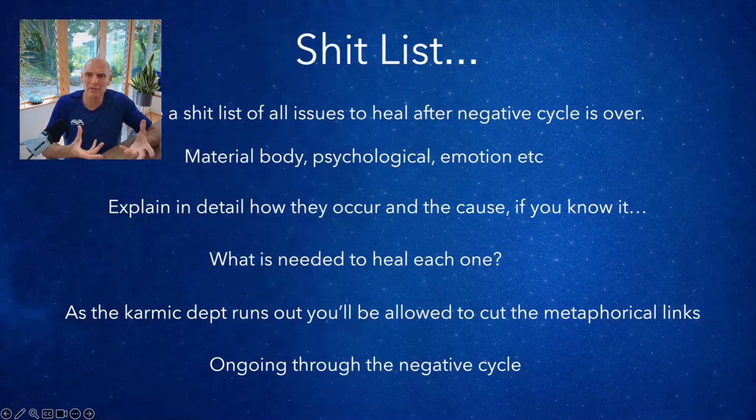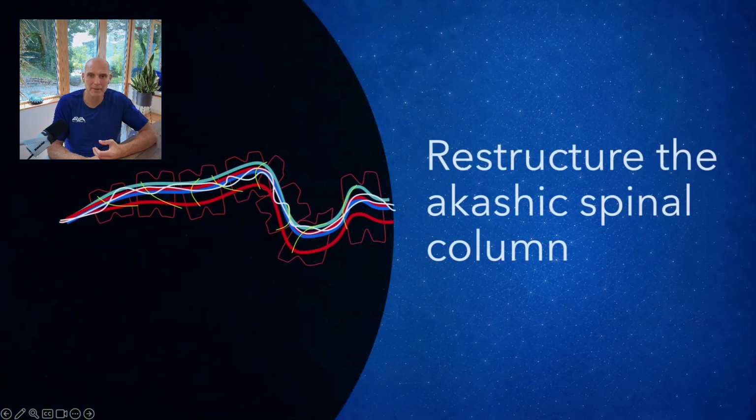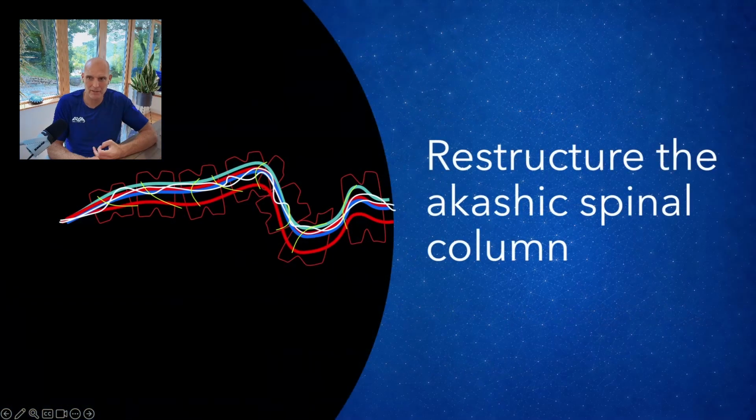And it's whatever you feel should be on the list, by the way. There's no right or wrong answers to this. Now, as your karmic debt runs out, you'll be allowed to cut those metaphorical links. And this is a process that happens over the negative cycle, really. So it might start before the end of the negative cycle. Quite often the negative cycle can get less and less as you go through it. But it's all about the karmic debt. As the karmic debt runs out, you'll be allowed to cut those metaphorical links. What you're actually doing here is restructuring the akashic spinal column.